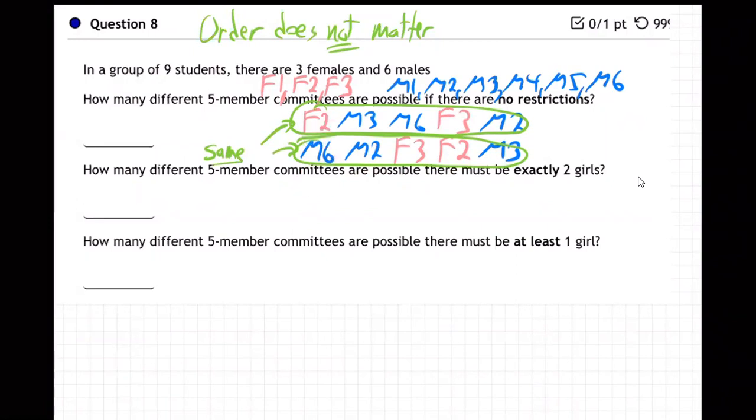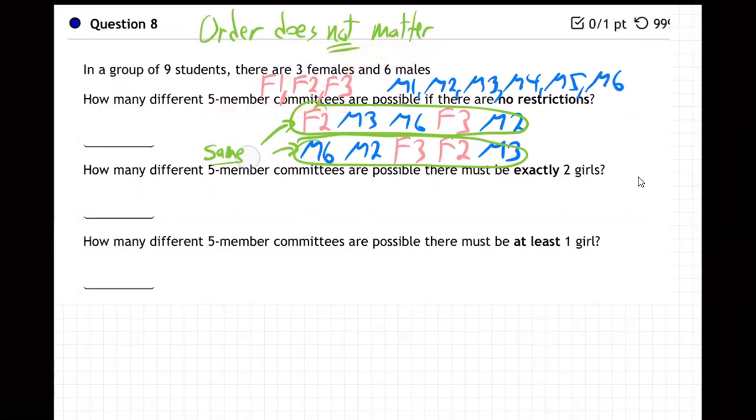Then it would matter. So if you're picking people for different offices or different positions, if this was a race, you'd say, the 5 top finishers in this race, who were they? Well, female 2 came in first. No, male 6 came in first. And then the order matters, of course. If it's a race or if they have different positions or different jobs, then it matters. But if they're just all in the same committee, then order doesn't matter. Nobody cares. All right, so order doesn't matter.